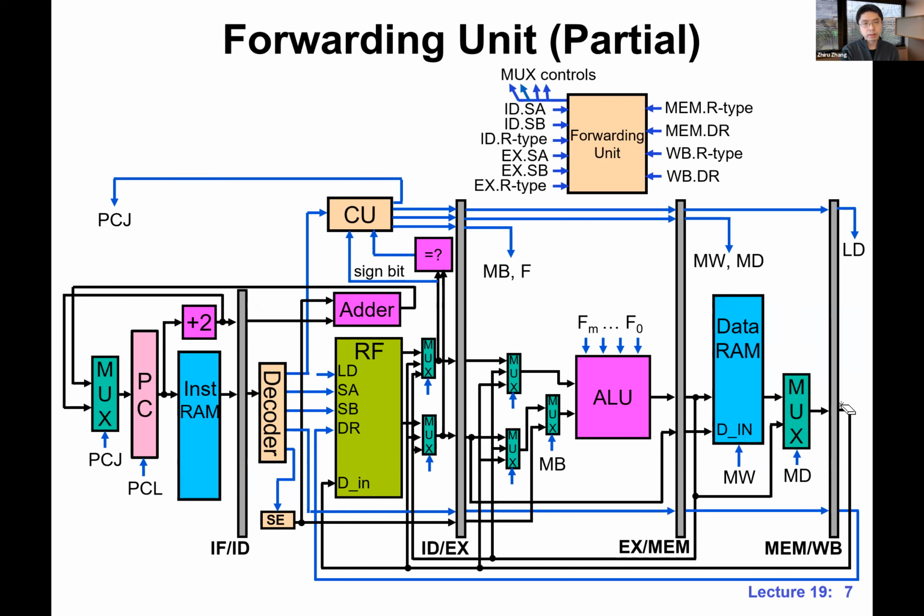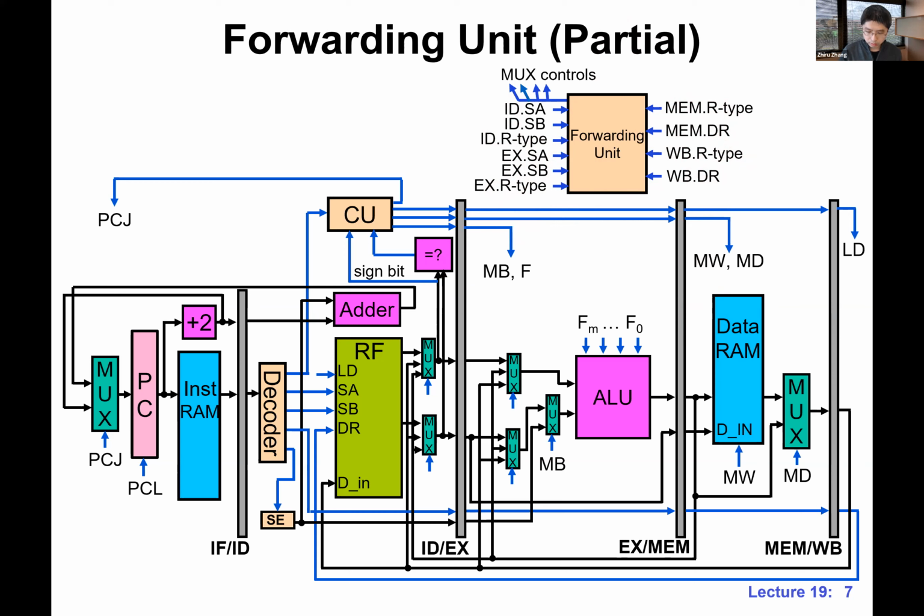And this control unit takes in these many inputs. Actually this one is a partial design. I'm making this clear here. This is actually a partial design, because there's just no way that I can squeeze all these different signals into one slide. But these ones are the important inputs to the forwarding unit. So first, we actually need to know what kind of instructions we have in each stage.